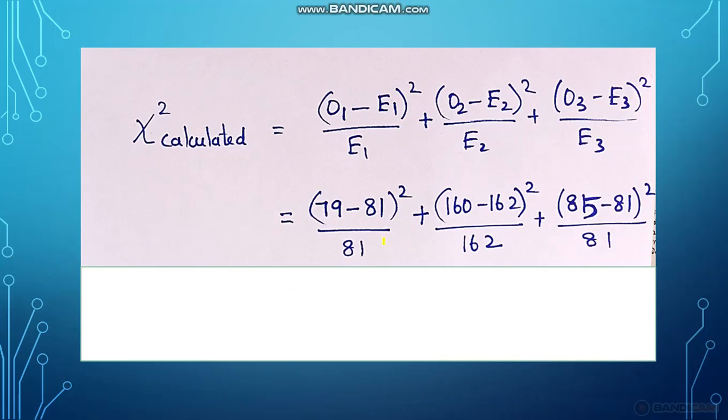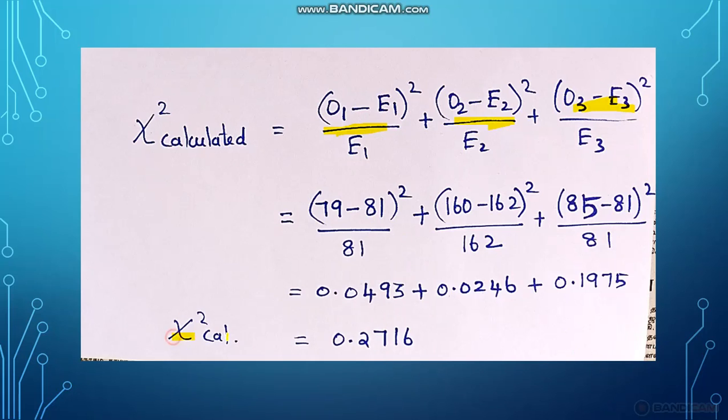Then the calculation: that is (O1 minus E1) whole square divided by E1, and similarly (O2 minus E2) whole square divided by E2, and similarly (O3 minus E3) whole square divided by E3. If you solve this, you will get the chi-square calculated value, which is 0.27116.